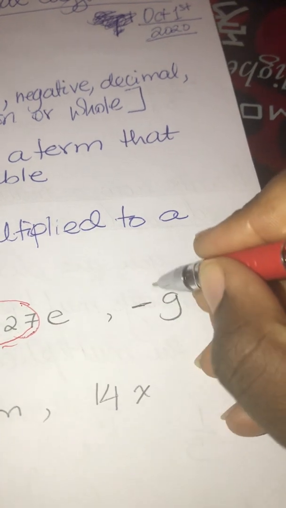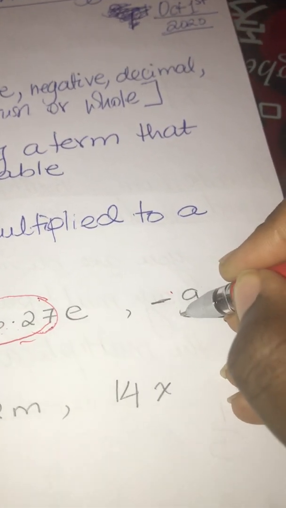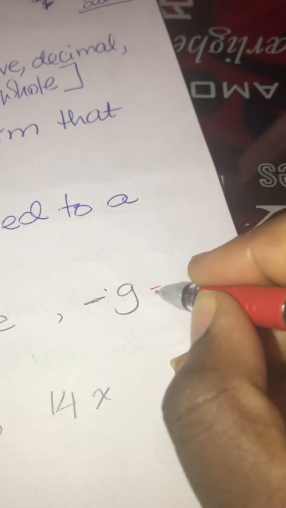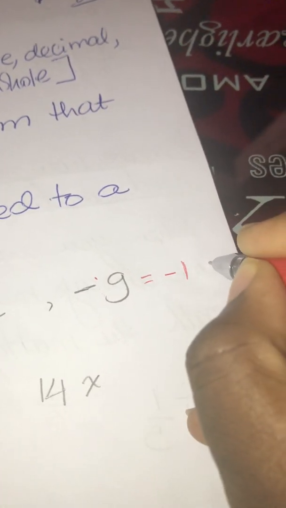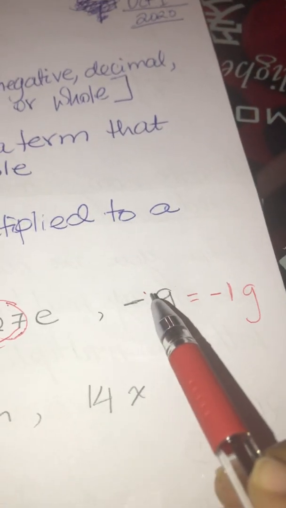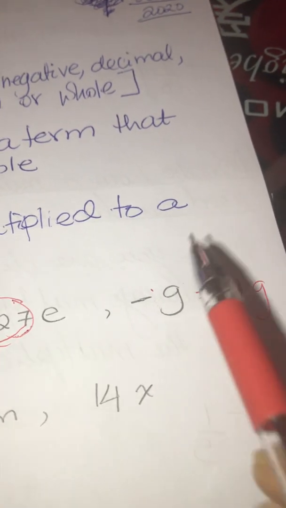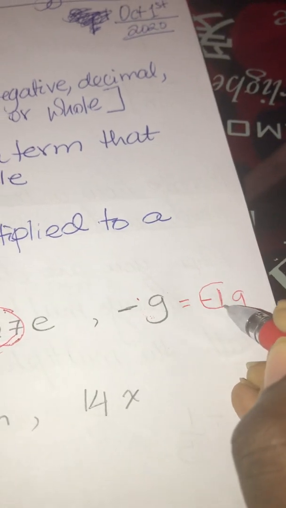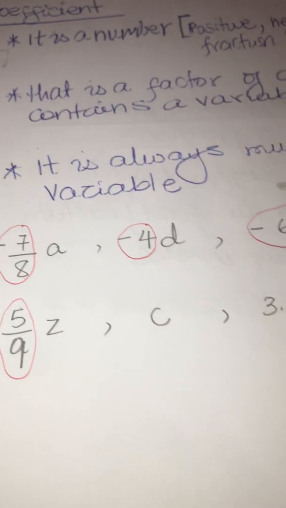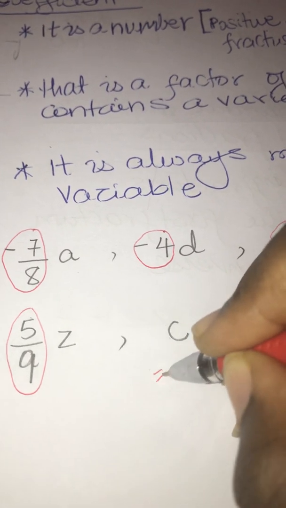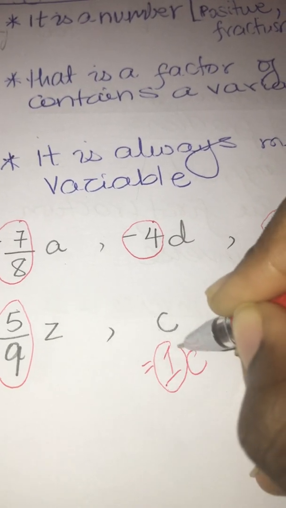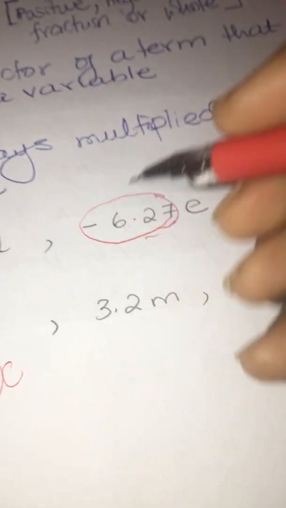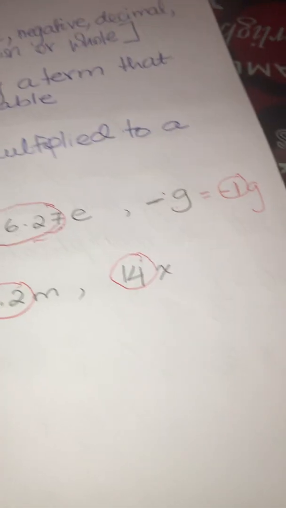This is negative g. The coefficient, if I don't see it, I will write 1. If there is no coefficient, I will write 1. So this is negative 1 multiplied by g. If you don't see the number in front of the letter, you will always put 1. So the coefficient in this question is negative 1. And here the coefficient is 5 out of 9. Here the coefficient is 1. I don't see it, I write 1. Here the coefficient is 3 and 2/10. And here the coefficient is 14.